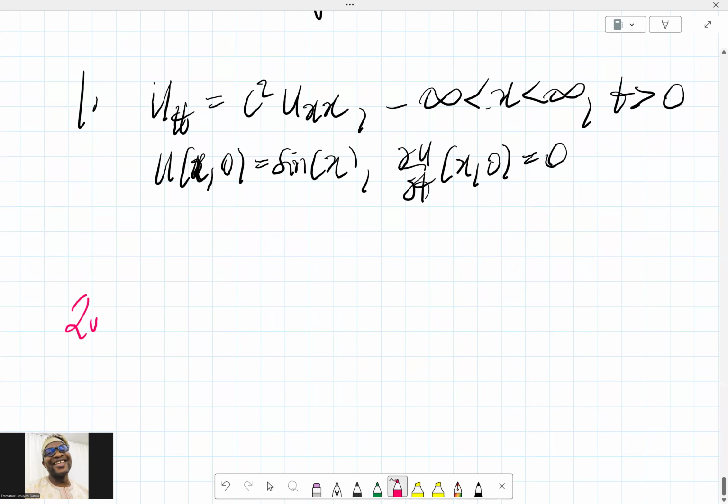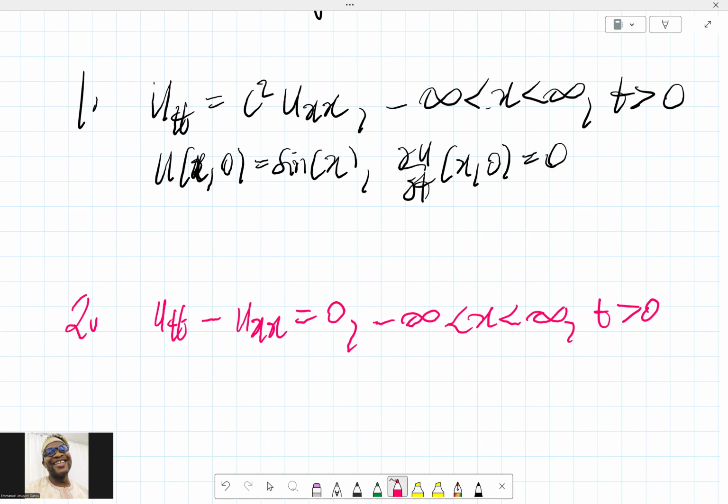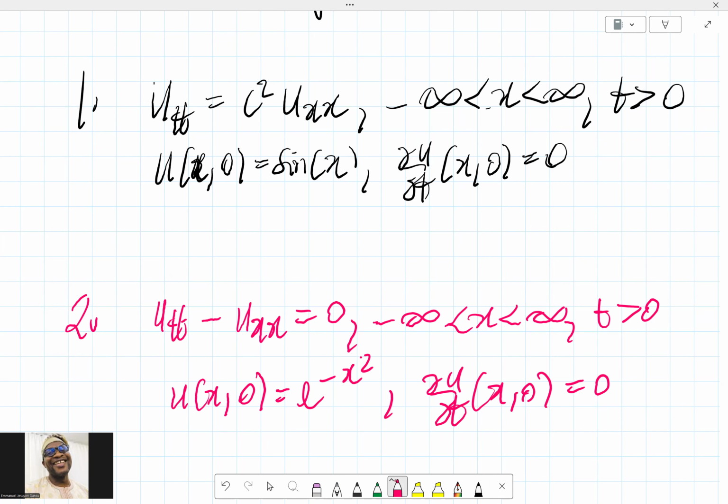Let me find a second one. Okay, let me go for this. So let's do a wave equation: u_tt minus u_xx equals 0, being a wave equation on the infinite domain, minus infinity less than x less than infinity, t greater than 0, and we have u of x comma 0 is equal to e raised to the power minus x squared, and partial u partial t of x comma 0 is 0. Okay, try this too.